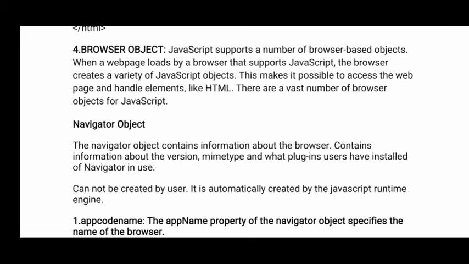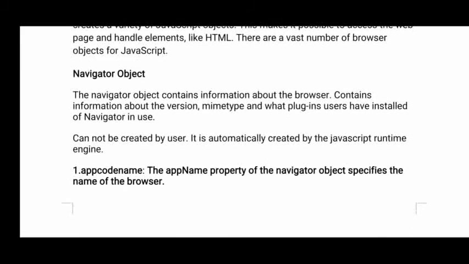Browser object. If you want to store or find out anything about the browser, that information is stored inside the browser object, like the browser name, browser version, what additional software is loaded. Everything is stored inside the browser object. The browser object is also called the navigator because it allows the user to navigate from one section to another section, one page to another page. That is why it is called the navigator object.